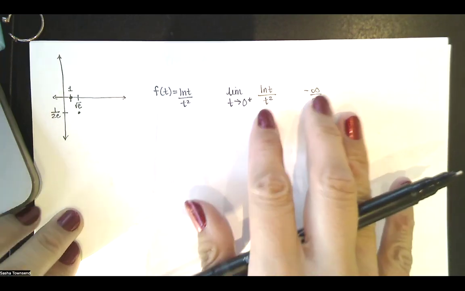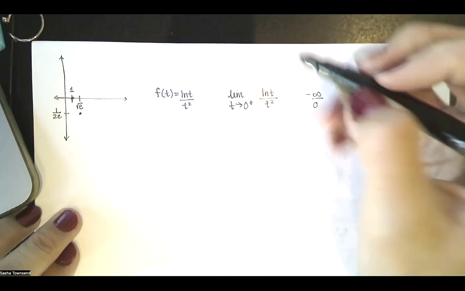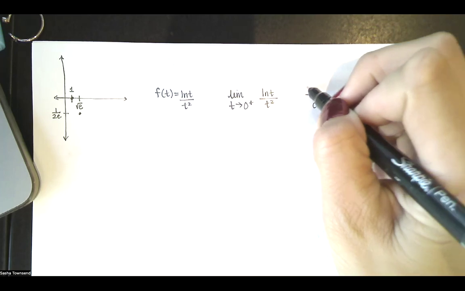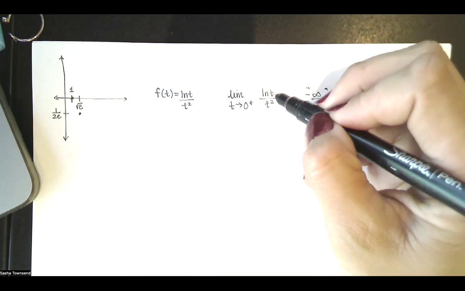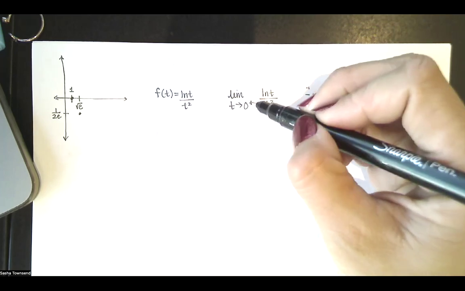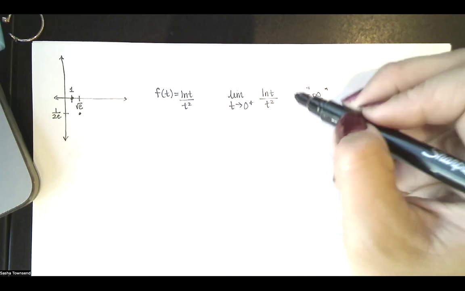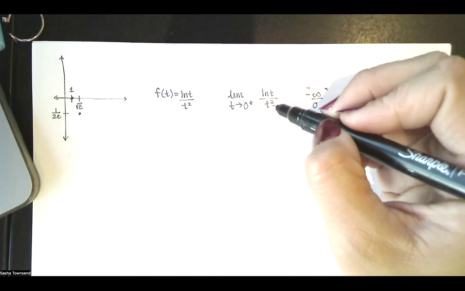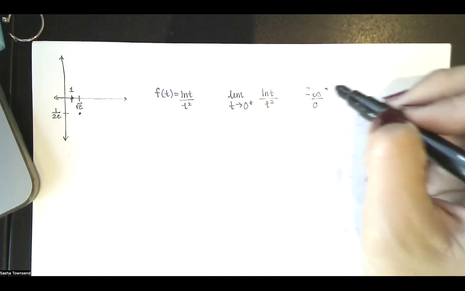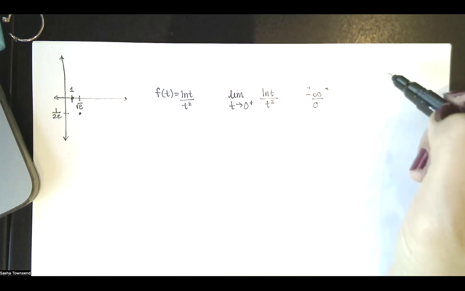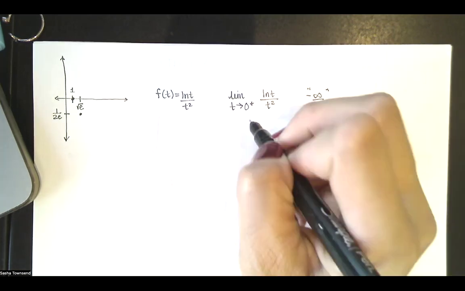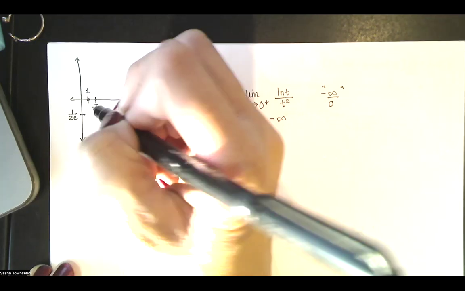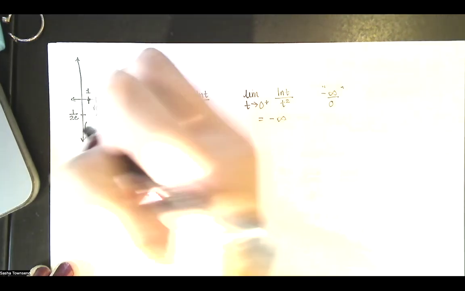So this numerator is approaching negative infinity. The denominator is approaching 0. So this is not an indeterminate form, but basically what we have as t approaches 0 from the right is a very large negative number divided by a tiny positive number. Dividing by a tiny positive number is the same as multiplying by a large positive number. So we've got a large negative number times a large positive number. So that means this is going to go to negative infinity. So I'd expect my graph to go to negative infinity here.